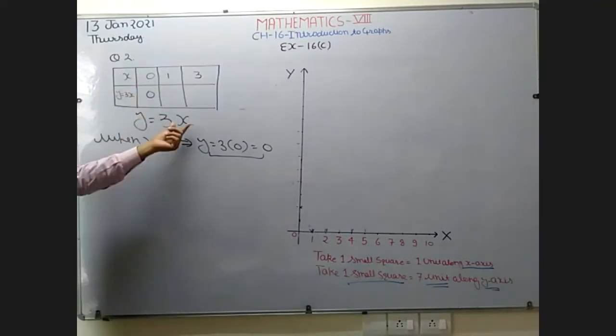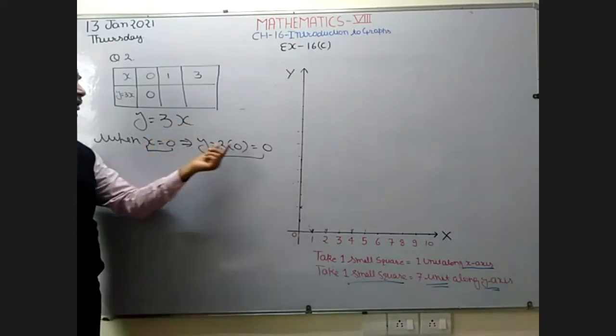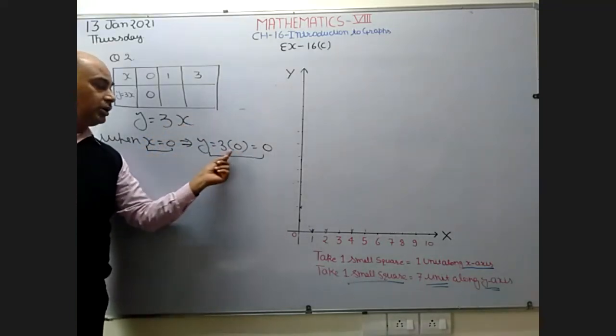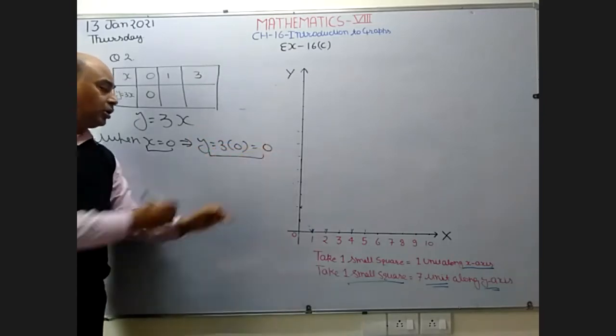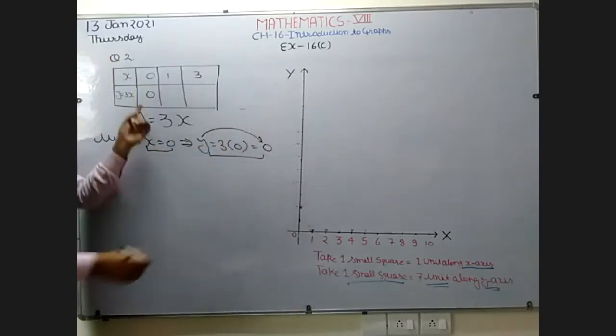Instead of x, I want to write 0. So 3 into 0 is 0, because 0 into something is 0. So when you multiply 3 by 0, it is going to be 0. So the value of y becomes 0. So I write here 0.